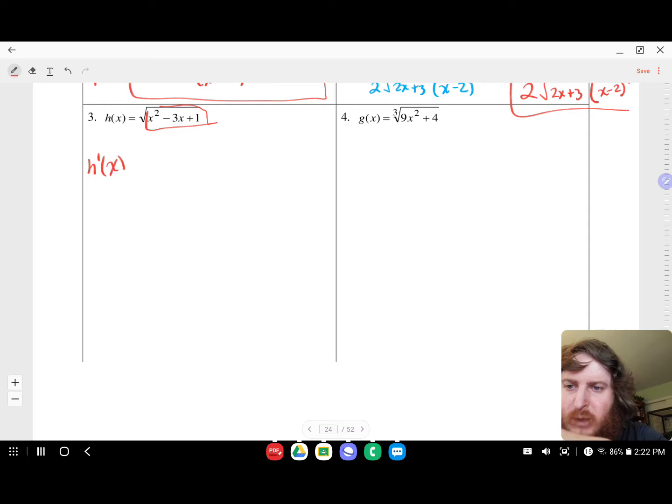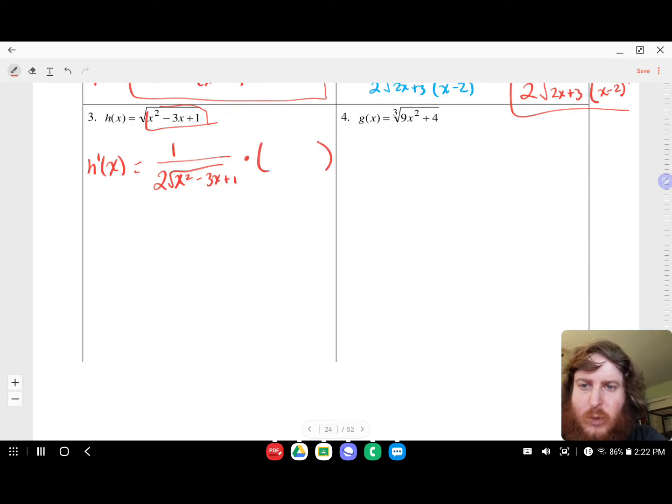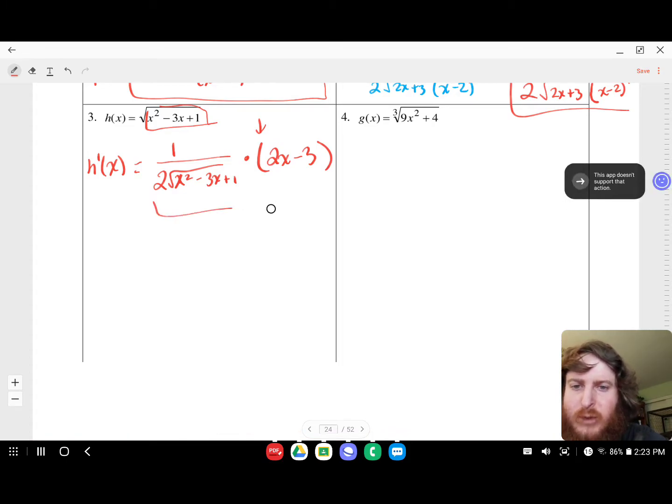So h prime of x, same kind of concept. We're going to do 1 over 2 square root of our box. And then times, now we need to make sure, this is very important, this needs to go into parentheses. When we do chain rule, it needs to go in parentheses. So 2x minus 3. If you don't have this parentheses, you're going to lose points on the AP exam. Because if you don't have the parentheses, it's only being multiplied to the 2x. And then it's like all of that and then minus 3. But we don't want to do that. We want to multiply by the entire 2x minus 3, so we need the parentheses.